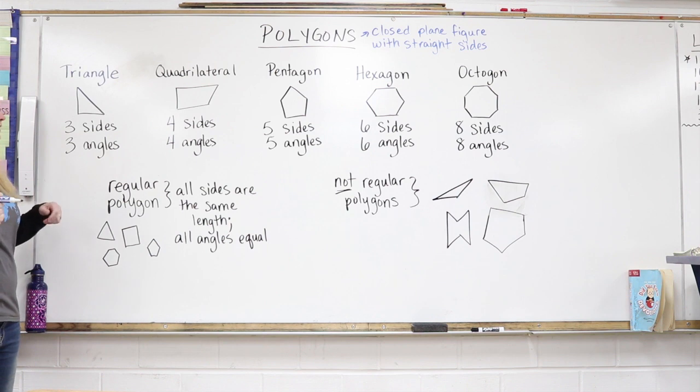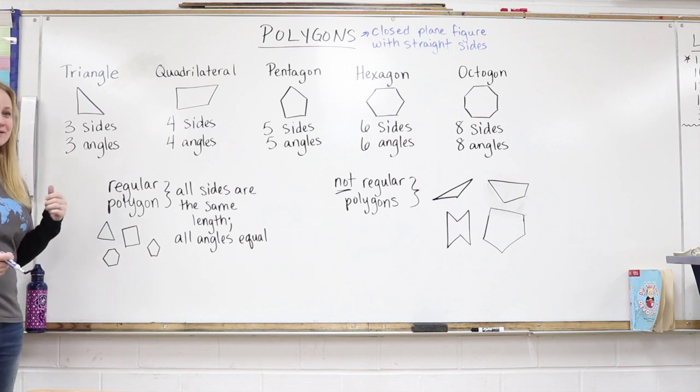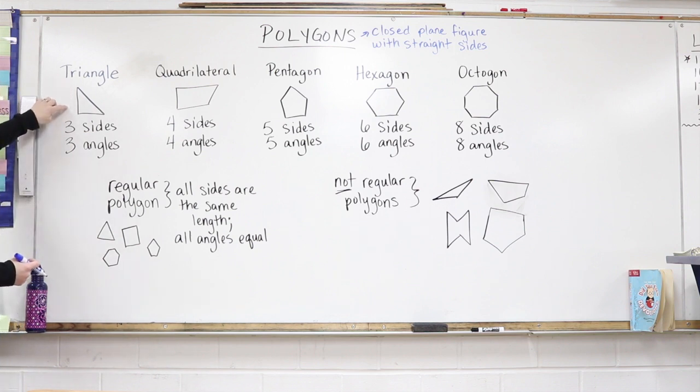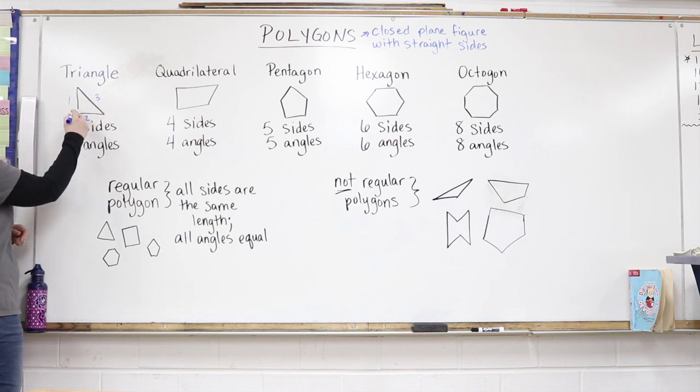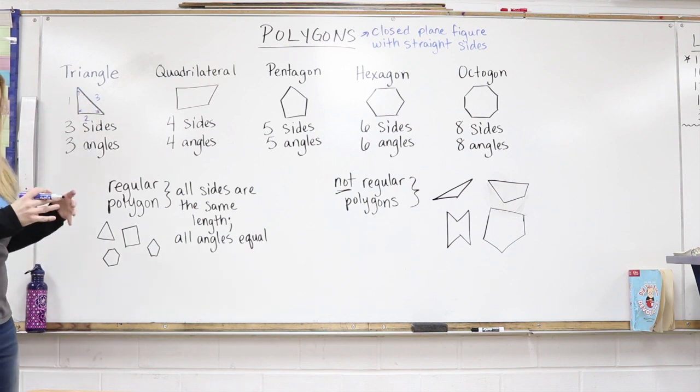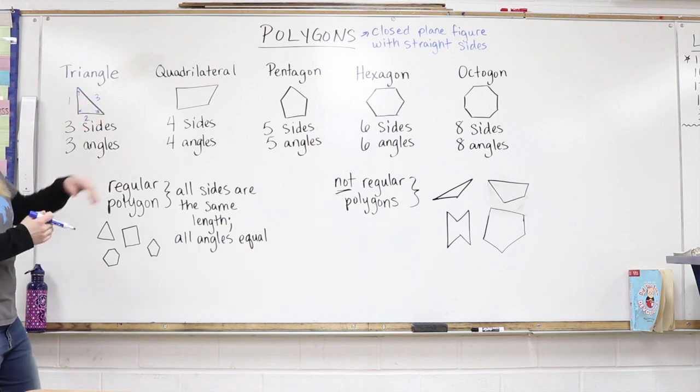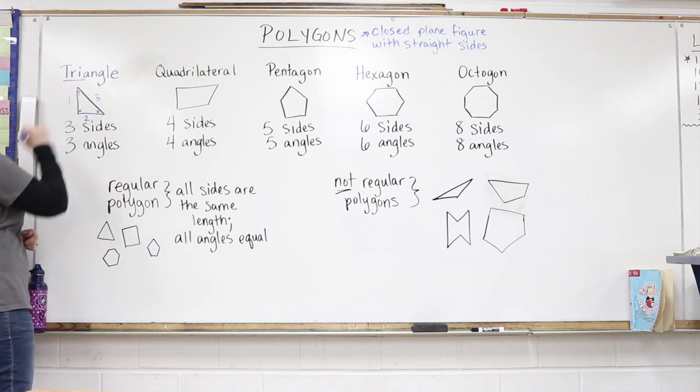Okay, boys and girls, something that has 3 sides and 3 angles is called a triangle. Thanks for participating. Triangle. A triangle has 3 sides and 3 angles, right? 1, 2, 3, and here are the 3 angles inside. There, there, there. So we're looking at the inside of polygons when we talk about their angles. Tri means 3.